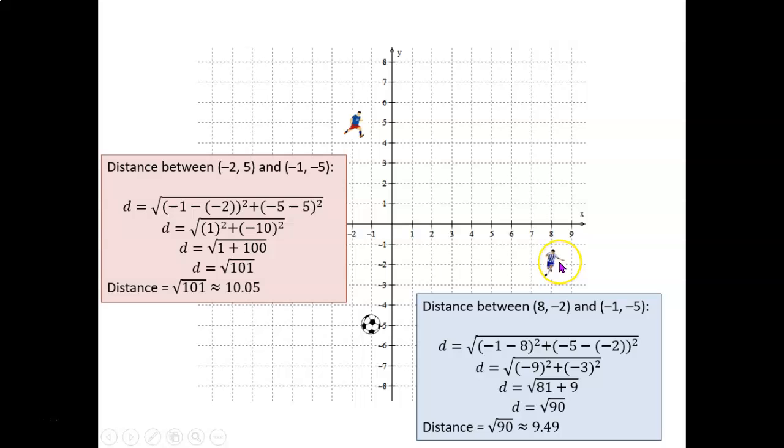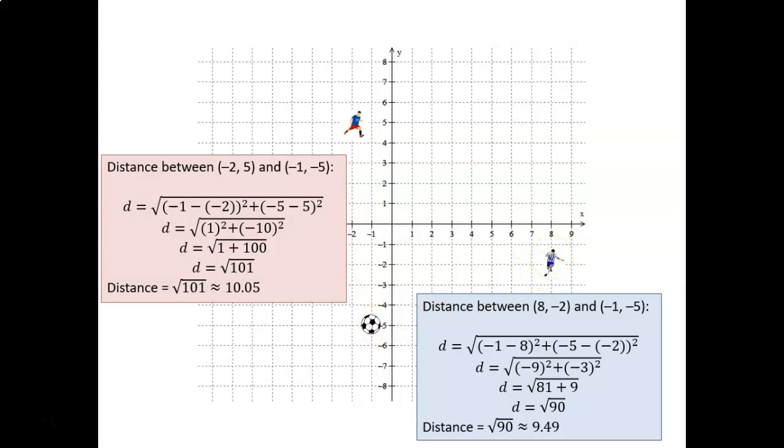So this guy is 9.49 squares away from the ball. This guy is a little more than 10.05 squares away. So this guy's closer. If they both start running at the same time and they both run at the same speed, this guy's going to get there first.